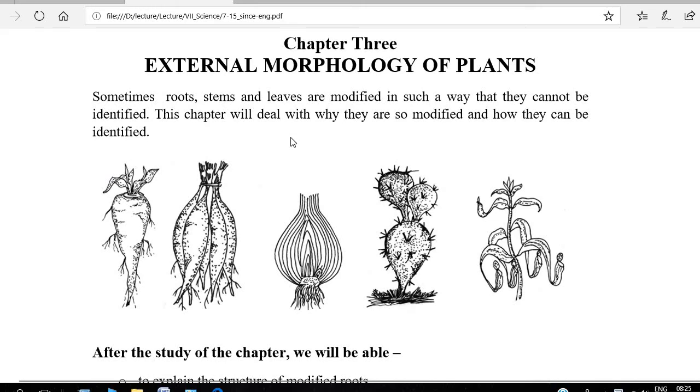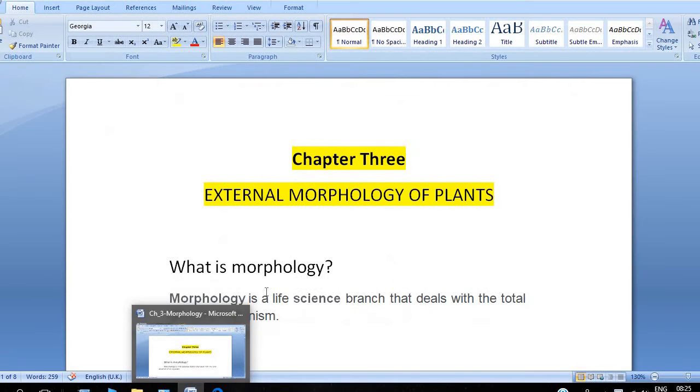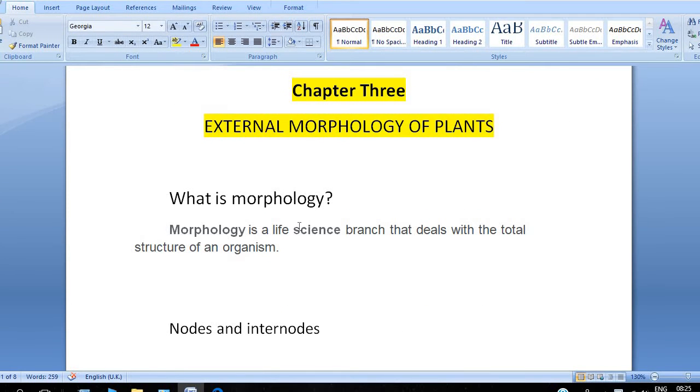Today we are going to discuss chapter 3, the external morphology of plants. First of all, what is morphology? Morphology is a life science branch that deals with the total structure of the organism. That's the structure of the plants we will discuss.